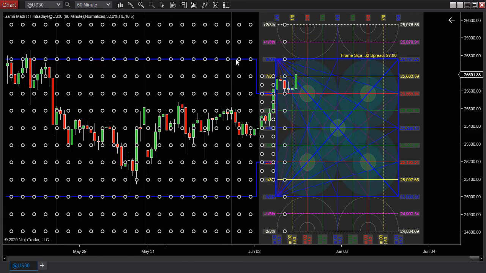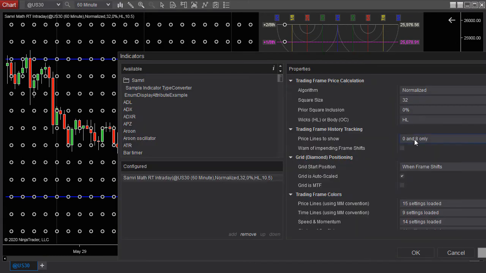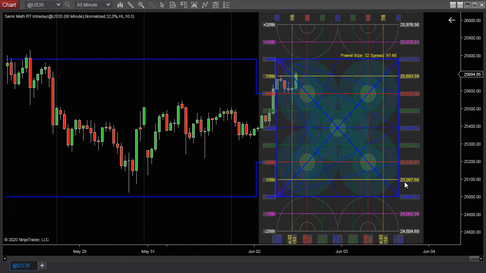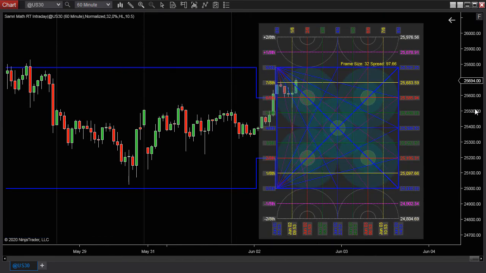The last thing is the grid is multi-time frame. Grid is multi-time frame means if you apply a different time frame, I know some people like to have two different time frames on their chart. Let me quickly do that.